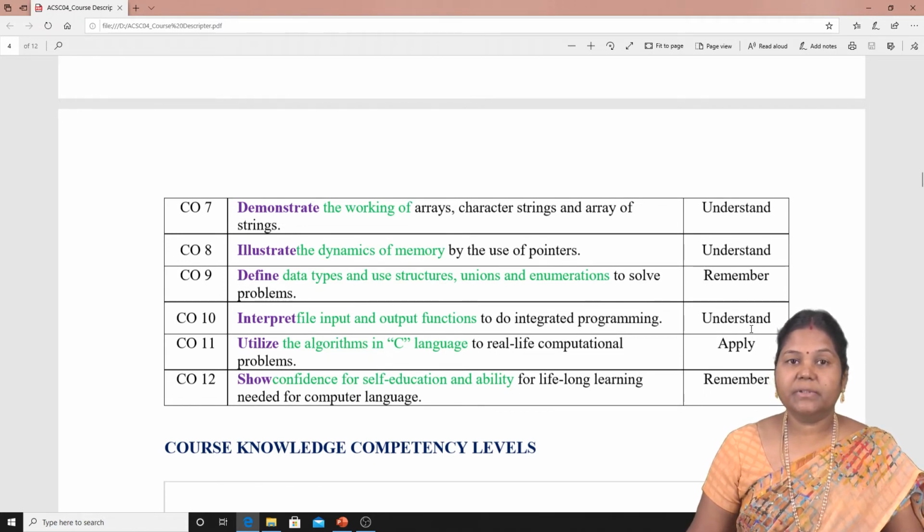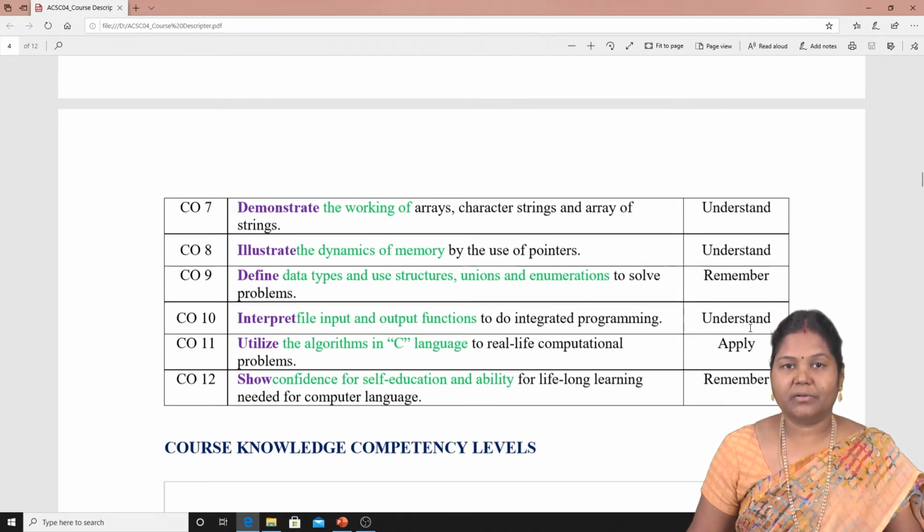Next, the student must illustrate the dynamics of memory management, how to do static memory management and dynamic memory management with the help of pointer concepts. Next, the student should define the data types and use structures, unions, enumeration, and the typedef concept to solve various types of problems. Next, the student must interpret the file input and output functions to do integrated programming. And the students must utilize the algorithms in C language to do real-time solving of various computational problems.